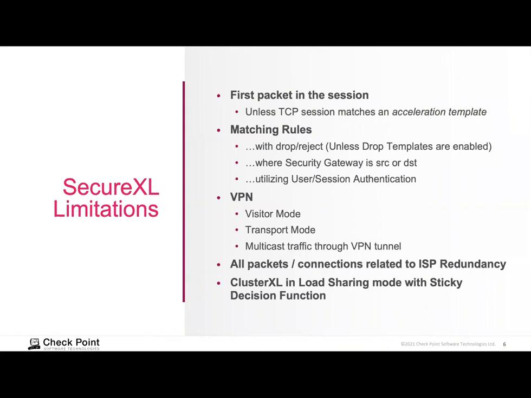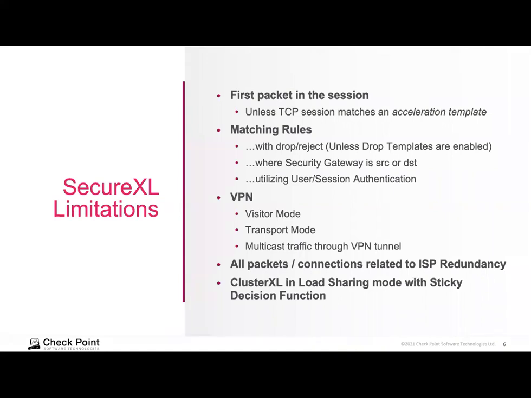And if we think about this, it makes sense because it's a first connection. We're a stateful inspection firewall. We want to see the full TCP handshake. We want to go through the full deep inspection and make sure that this is a valid connection. So by default, normally we would never accelerate the first one unless we have acceleration templates. So we'll talk about that.